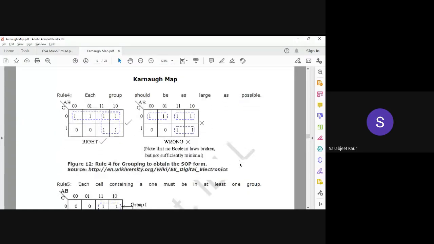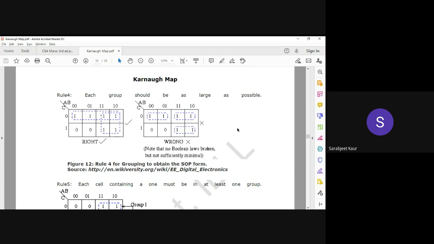Next rule. Rule number 4, each group should be as large as possible. So again, I've told you this. For example, you can see there are 4 ones together here. I should make a group of 4 here. And again there are these 4 ones here. I should make a single group of 4 ones here, and not 3 groups of 2s here. So the right grouping is shown here and the left grouping is shown here.